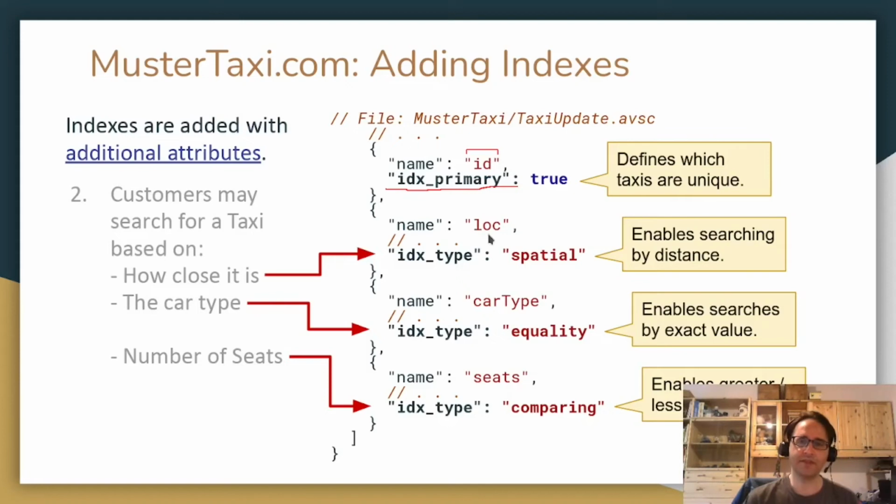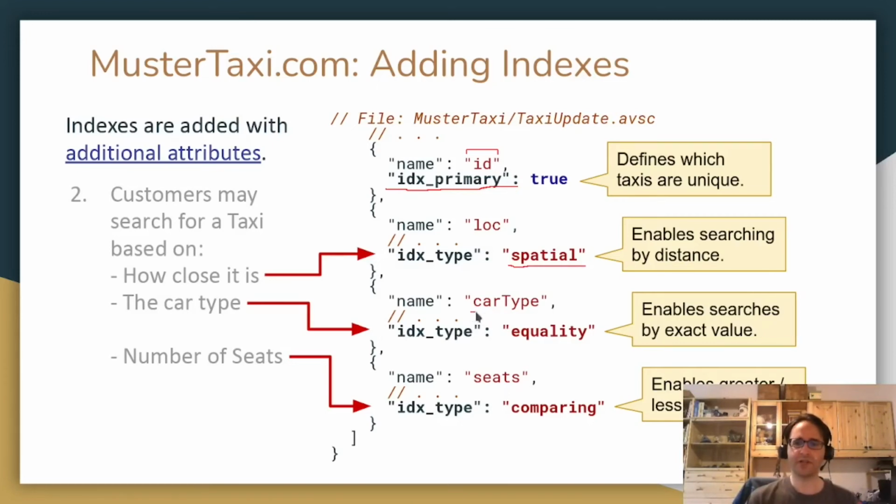The second thing is we have this location, which was the latitude longitude coordinate. Because this is a latitude and longitude coordinate and we want to be able to search on the surface of the Earth using distances like meters or kilometers, we define the special index type, a spatial index. A spatial index gives us the ability to search on this data by distance.